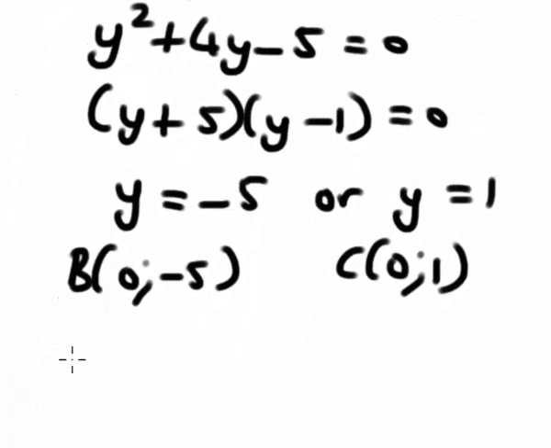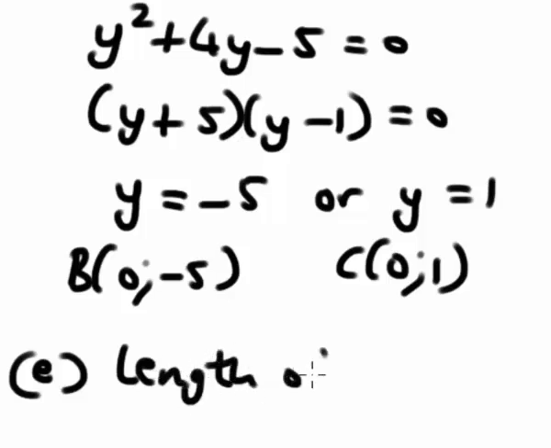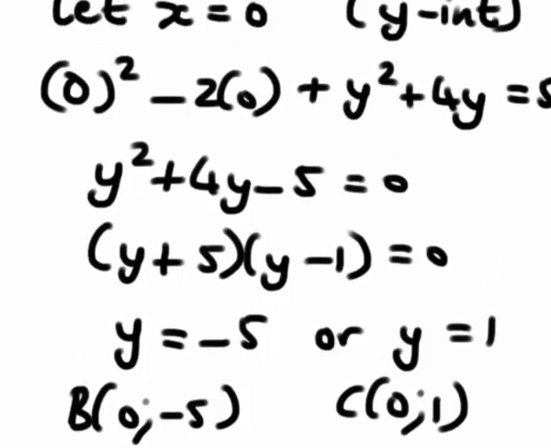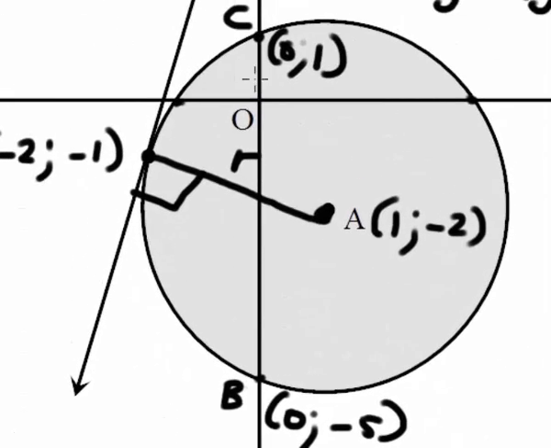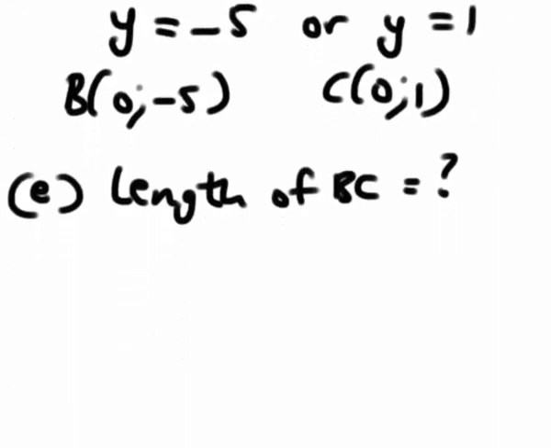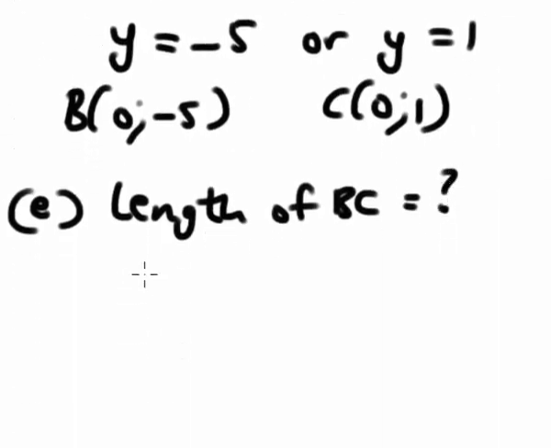Now number E: I want you to tell me, what is the length of BC? That sometimes comes up. Well, that piece here is 1, and that piece is 5. The length from 0 to negative 5, you displace downwards, but the length is positive 5. So 5 plus 1 is 6. So BC is equal to 6 units.